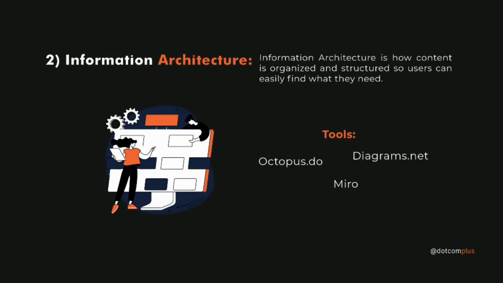The second step is information architecture. This means planning how all the content in the app will be organized and arranged so users can quickly find what they need without confusion. To do this, we use tools like Miro or diagrams.net to draw a clear structure, almost like making a map of the app.